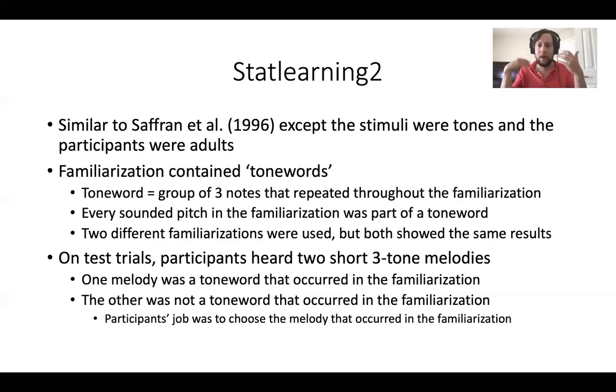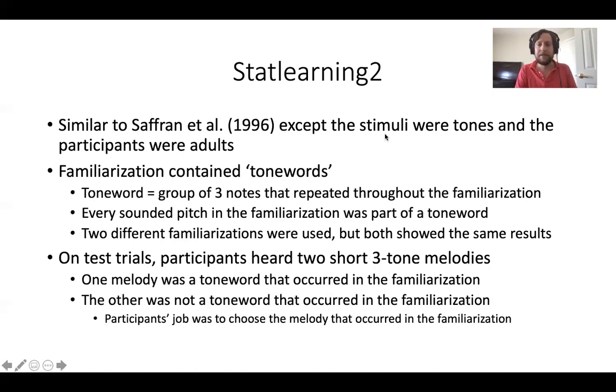Are they able to learn those words, or those tone words as in this study, that occurred in the familiarization sequence, so that when it comes to the test trials, the participants are able to differentiate: yeah, this is something that I heard in the familiarization, this is something new, this is something that I didn't hear in the familiarization. So in Stat Learning 1, the participants were all infants. In Stat Learning 2, they actually have multiple experiments where most of the studies are in adults, but I do believe they have one study in Stat Learning 2 which is on infants.